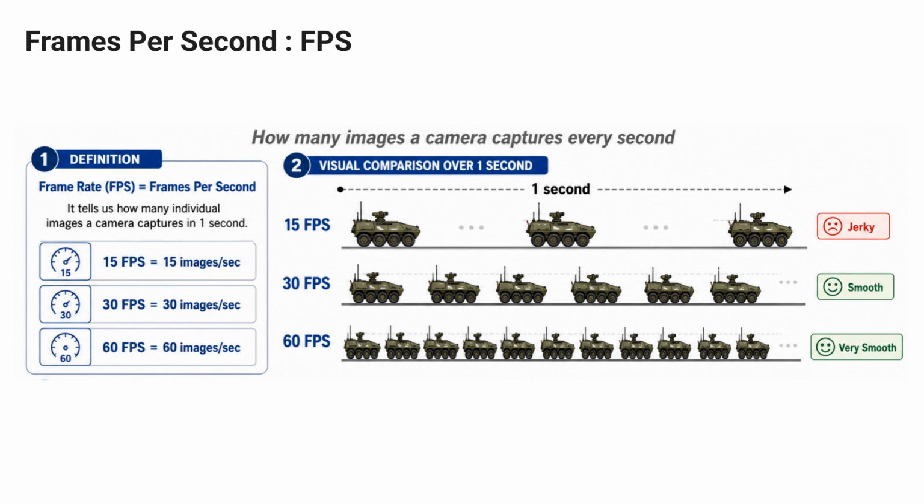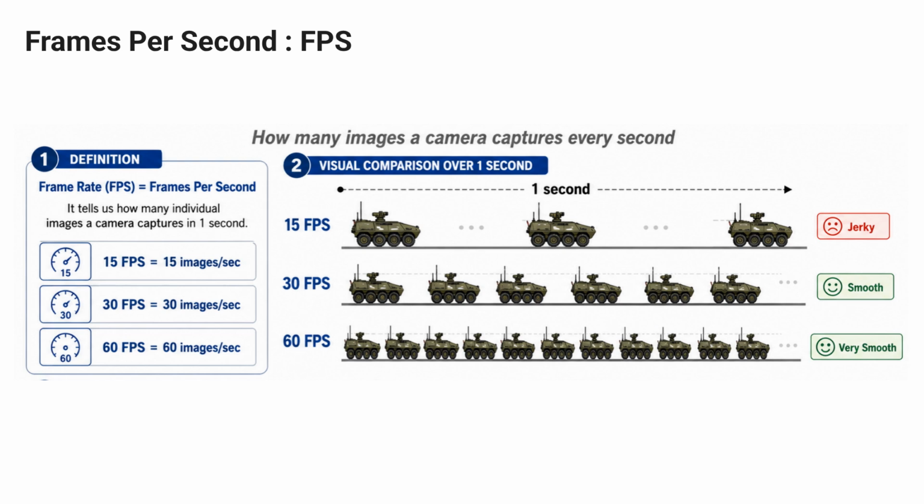Let us begin by understanding frame rate, commonly measured in frames per second, or FPS. A video is not one continuous image, it is a rapid sequence of individual pictures called frames. For example, a camera operating at 30 FPS captures 30 separate images every second. When these frames are displayed quickly, they create the appearance of smooth motion.